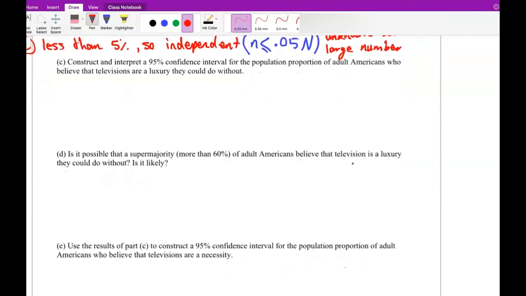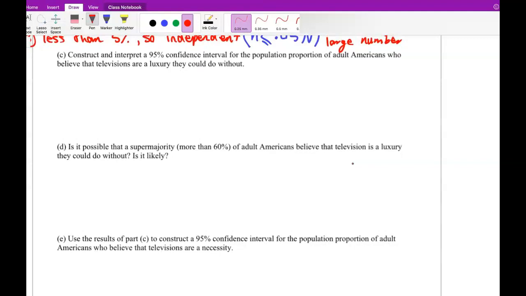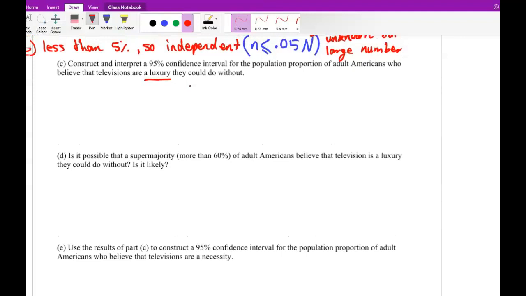Now part C, we should construct a 95% confidence interval for the population proportion of adult Americans who believe that televisions are a luxury that they could do without. Okay, so finding the confidence interval.